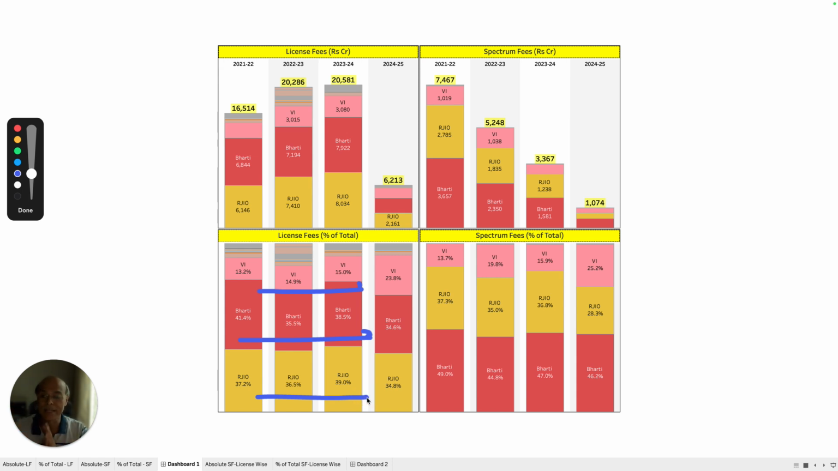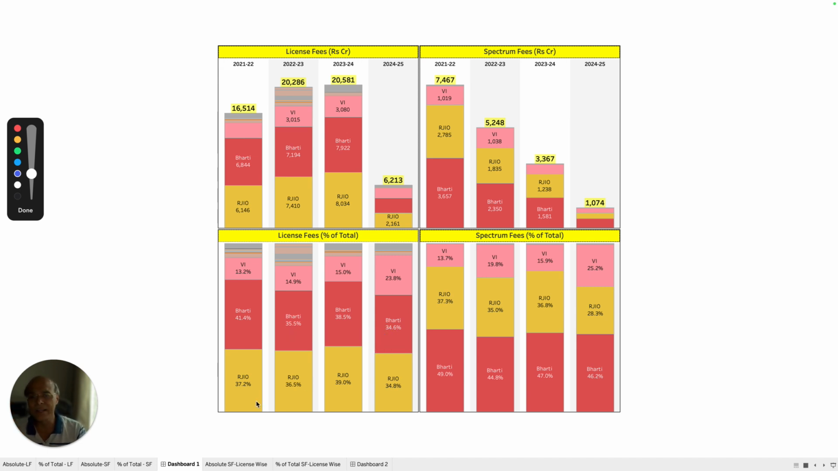Now why is it like this? The reason it is like this is that Bharti probably had the largest component of non-telecom revenue. So they might have got this out, and therefore their license fee percentage has gone down on a percentage basis.